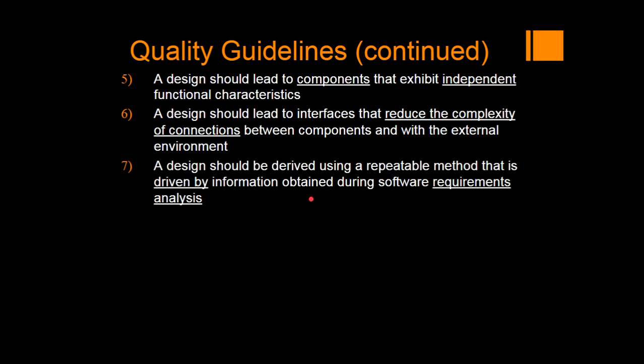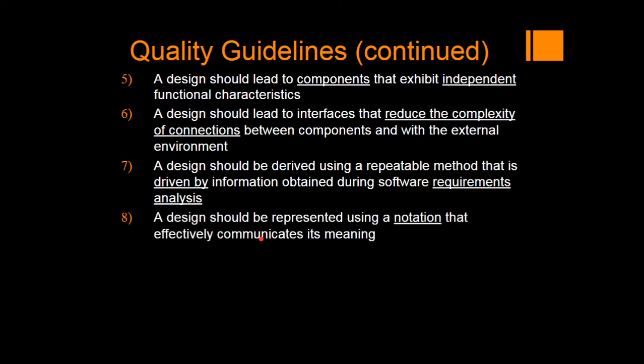A design should be derived from a repeatable method that is driven by information obtained during the software requirements analysis. So from the phase where the requirement analysis is done with respect to the customer and the developer, now the design should be derived using a repeatable method. That means we are able to repeatedly make the improvements in the design what has been made, and that should be fully based upon the requirements analysis. A design should be represented using a notation that effectively communicates its meaning. So we have proper tools for notation, and those notations should be used as a standard.